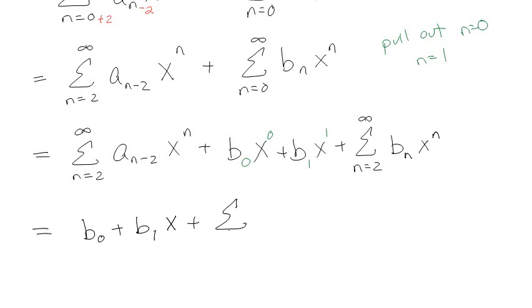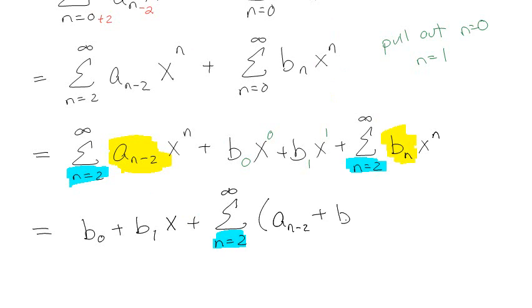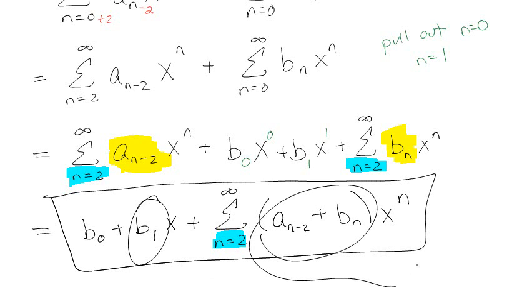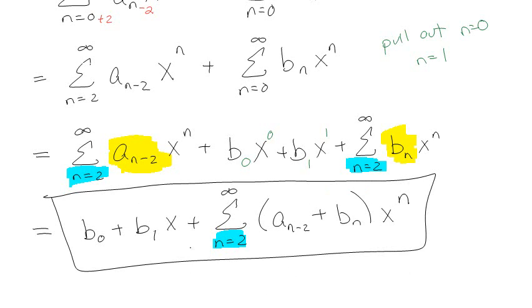Now I can add from n equals 2 to infinity. The coefficients in front of the x to the n term are a sub n minus 2 and b sub n. They both start at n equals 2, so that makes me happy. I can just say a sub n minus 2 plus b sub n, times x to the n. So now if I ask, what is the coefficient in front of the x term? It's that. What is the coefficient in front of the x squared term? It'd be that, with n equals 2, and so on and so forth. So this way I can pull the actual coefficients of the different powers out.